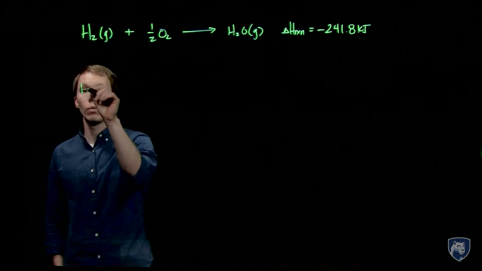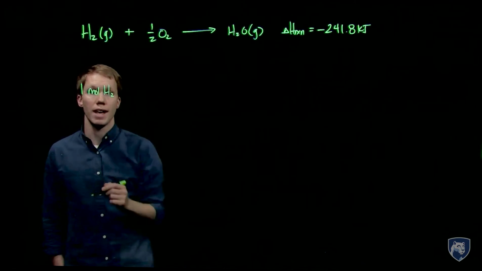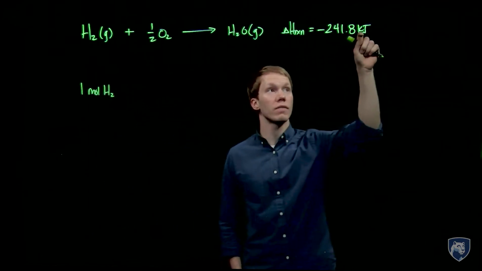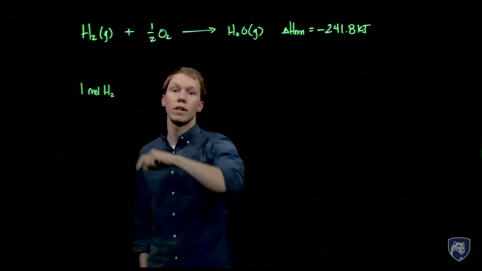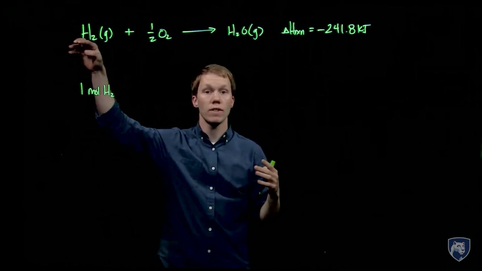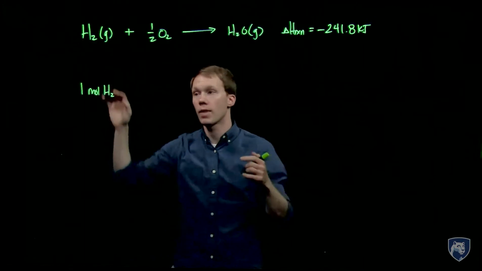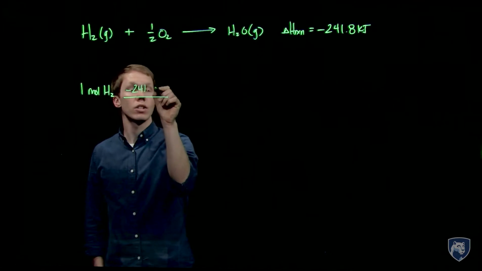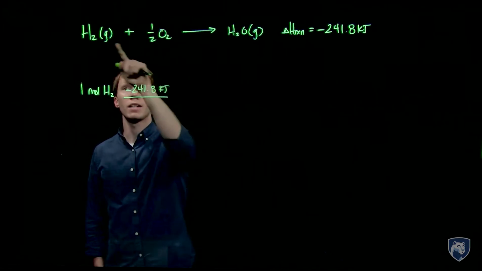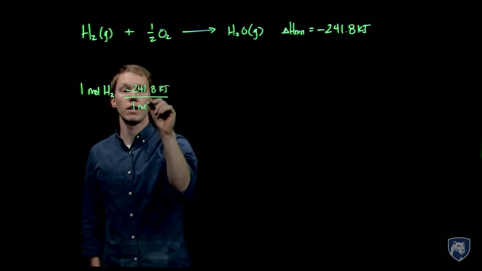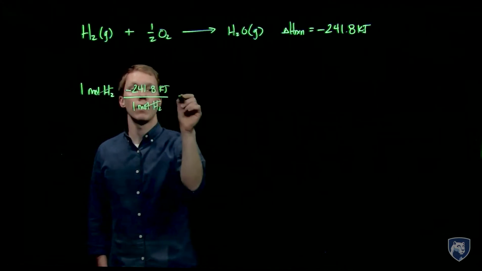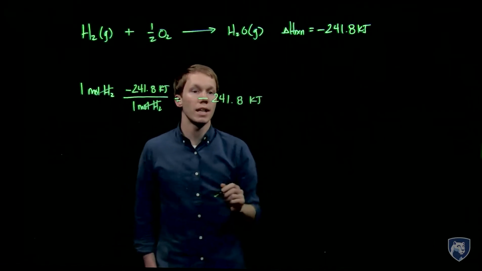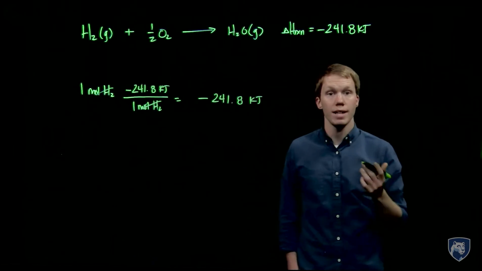Well, we have 1 mole of H2, let's say, that's what we're questioning. And then we know that my heat of reaction is in units of kilojoules per x moles, whatever the stoichiometric coefficient is, of that reactant. So my heat of reaction is 241.8 kilojoules, and I have 1 mole of hydrogen in my chemical reaction. So my heat of reaction when 1 mole of hydrogen is consumed is going to be negative 241.8 kilojoules.